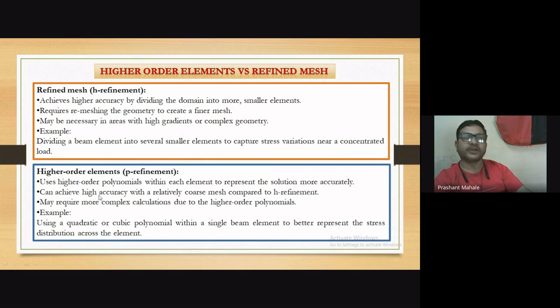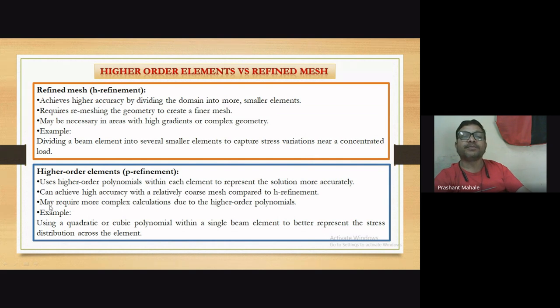What is the meaning of this statement? Here, higher accuracy can be achieved even though the mesh is coarse, even though the mesh is not fine, even though not increasing the number of elements. With the same elements, just increasing the order of that polynomial equation, we can get higher accuracy.